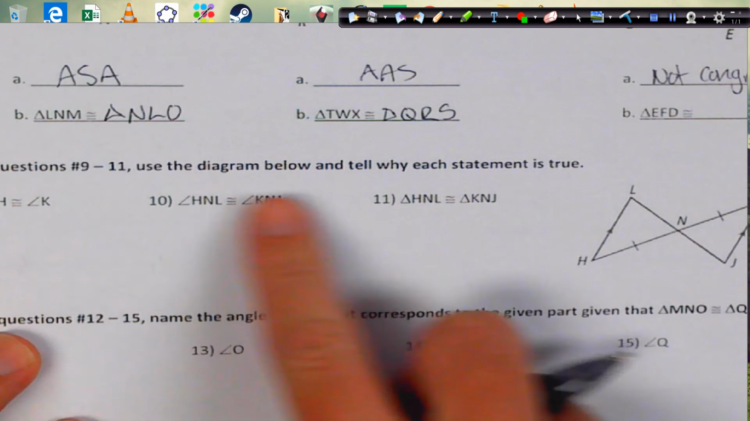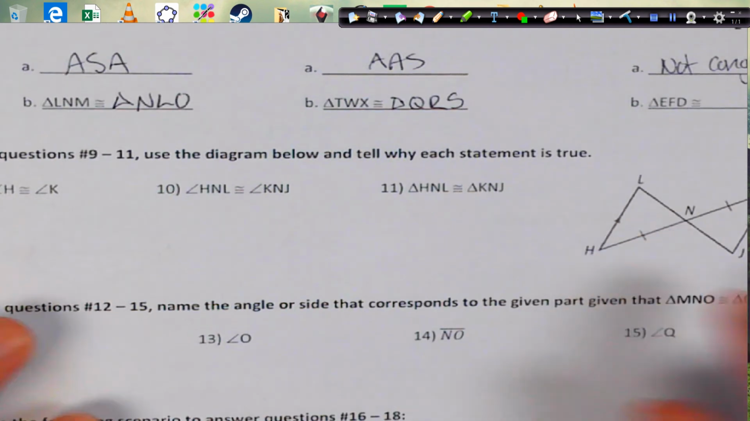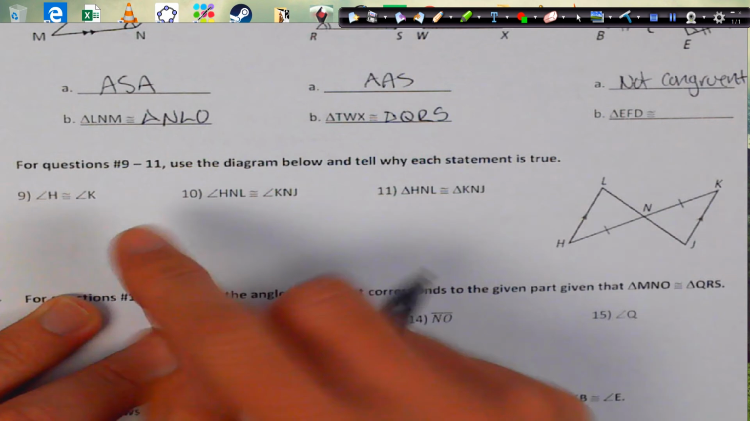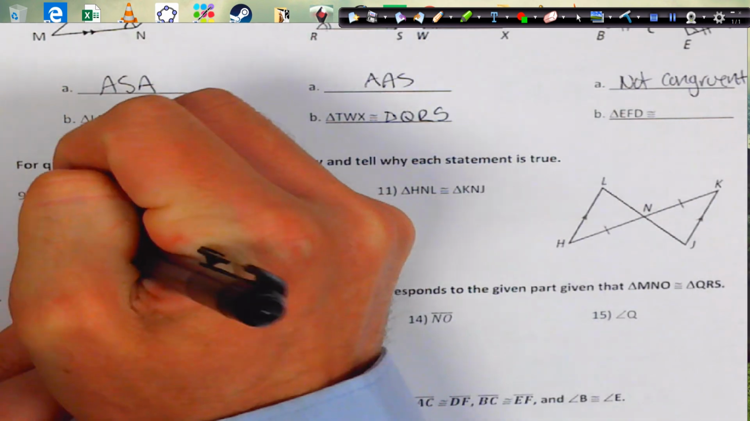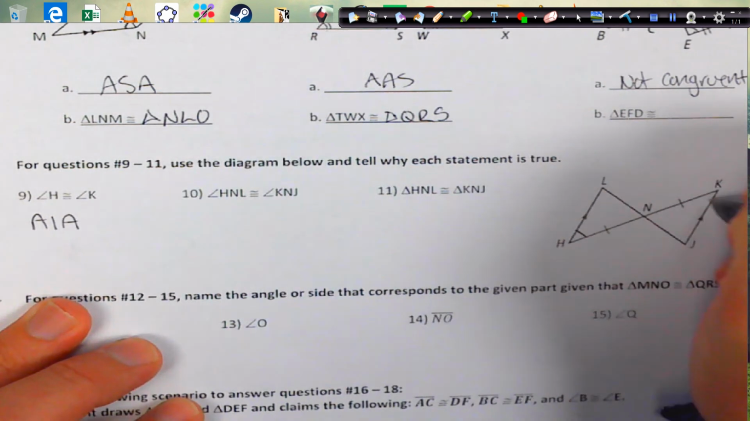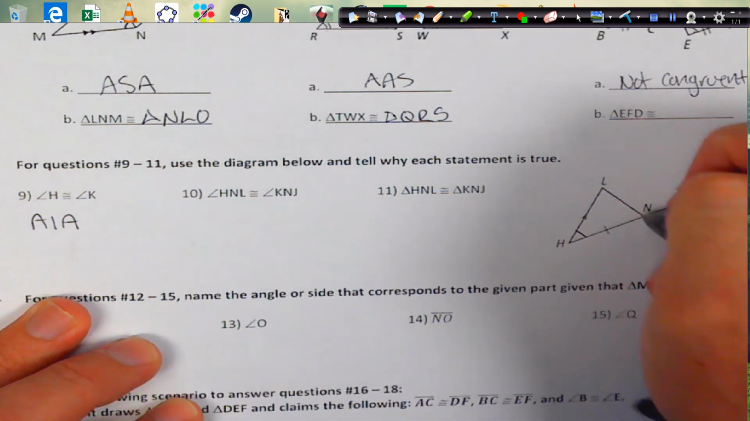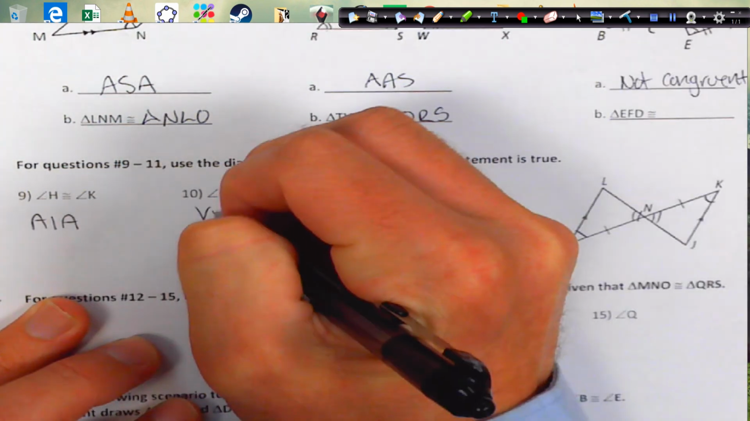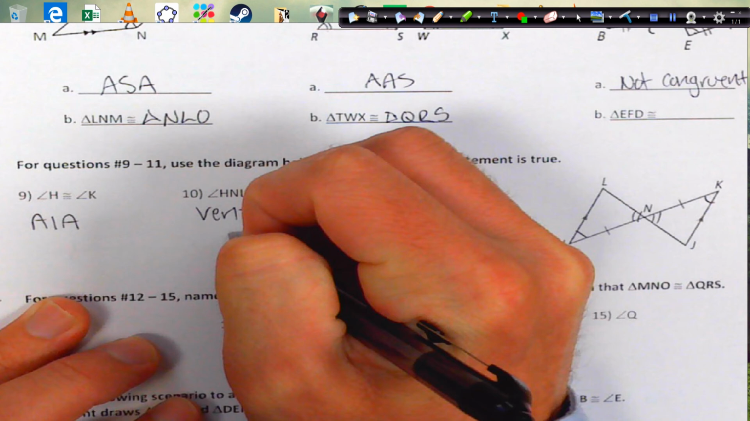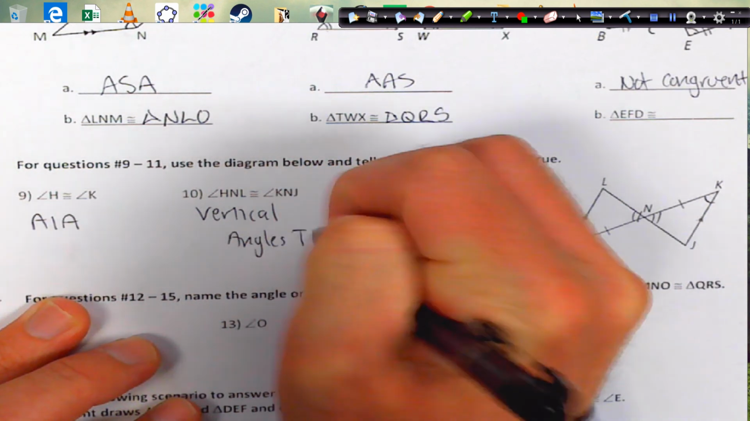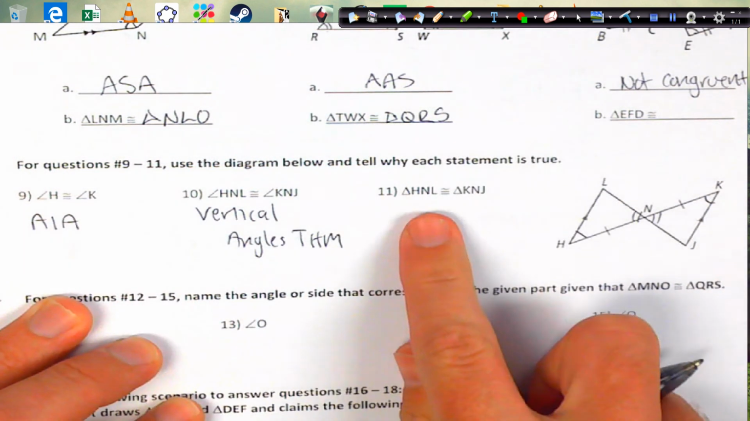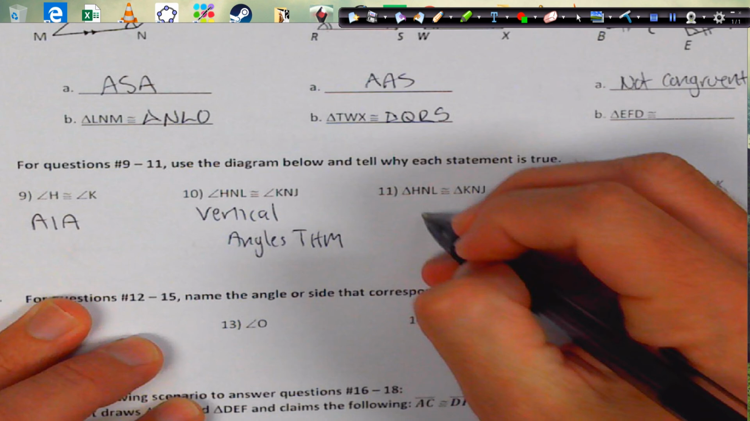Okay, and use the diagram to tell why each statement is true. So H and K are congruent. That's by the alternate interior angles theorem, so we'll just mark that. H and L and K and L, those are our vertical angles theorem. And the triangles are congruent. It's going to be angle, side, angle.